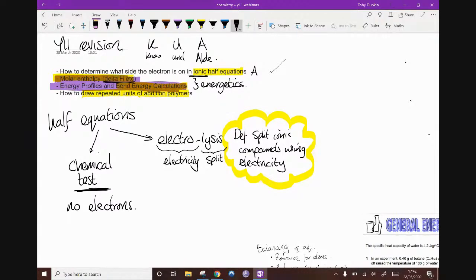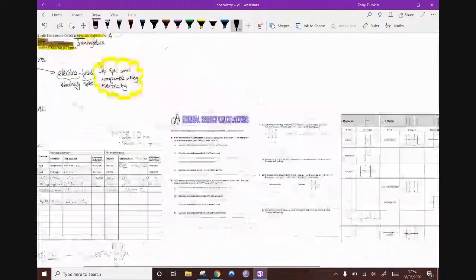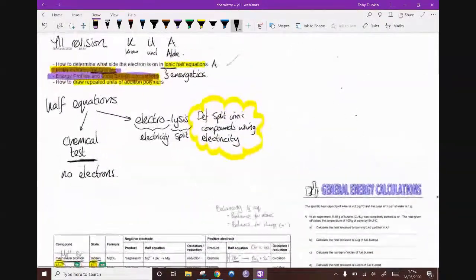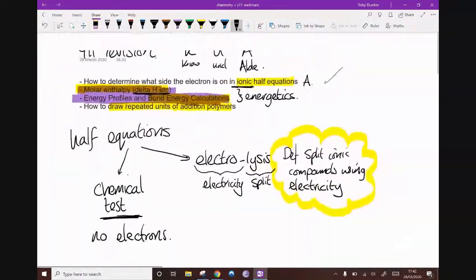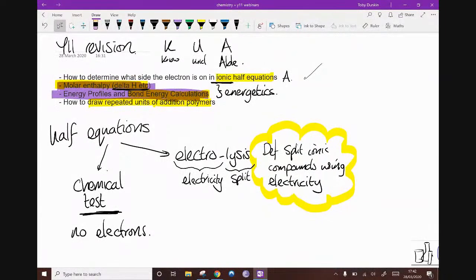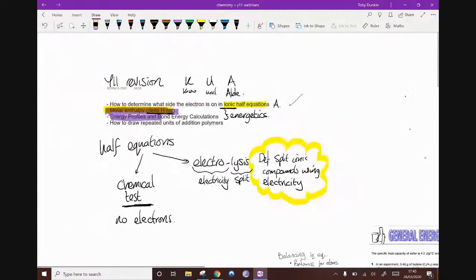So let's now switch over. I'm not going to do energetics this time round. I've been on for 43 minutes. I'm going to do another 15, and I'm going to do your repeating polymers. And then I think the next time we'll try a Google Hangout and give that a try, and that way I can do a one-to-one with you, and you might get a better response there.